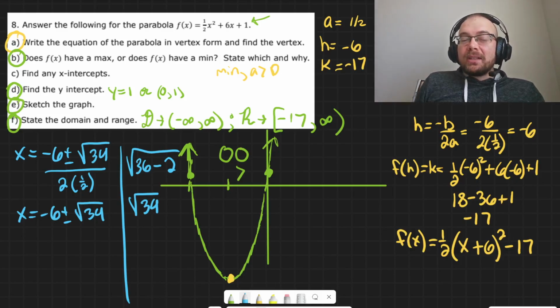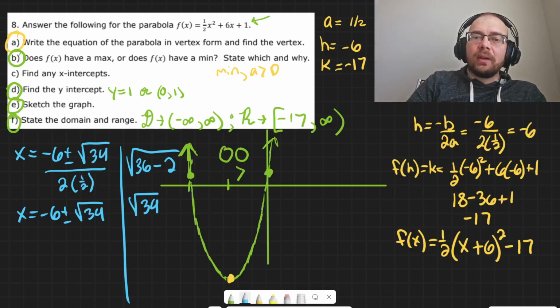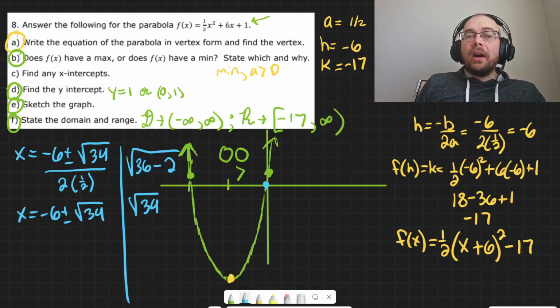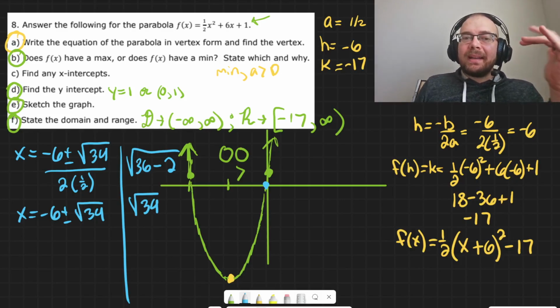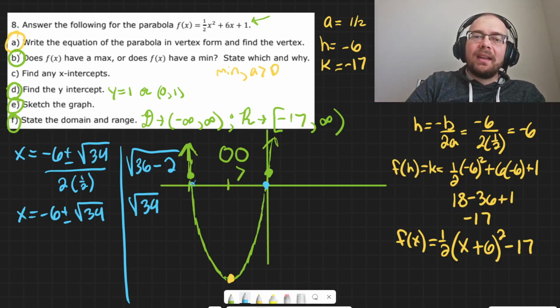34 is close to 36, and the square root of 36 is 6. So one of the x-intercepts is going to be close to 0. Negative 6 plus 6 is 0. So one of the x-intercepts is close to 0, and we can already see that right there. It's very close to 0. The other one is going to be basically negative 6 minus 6, which is negative 12. And we can see that it would basically be all the way over there at negative 12.